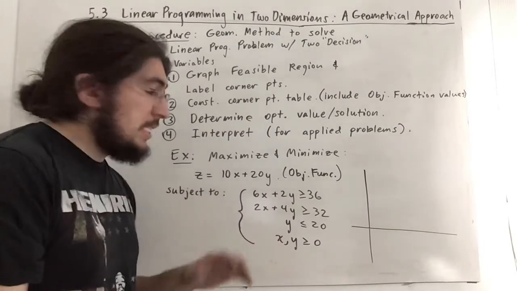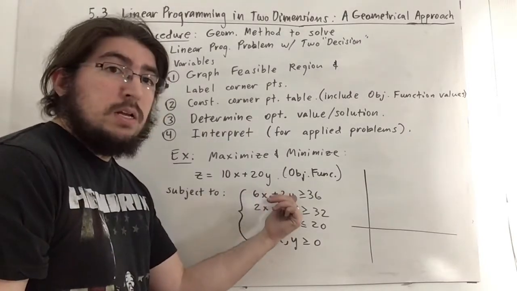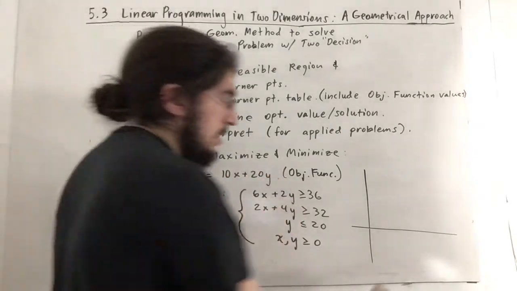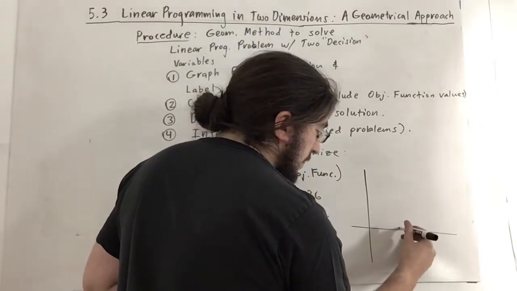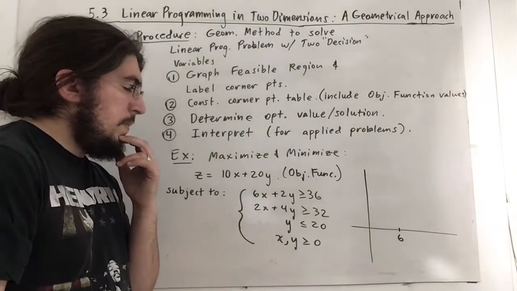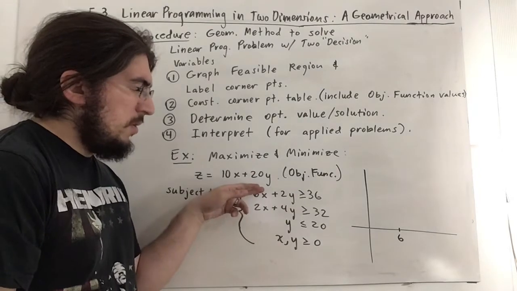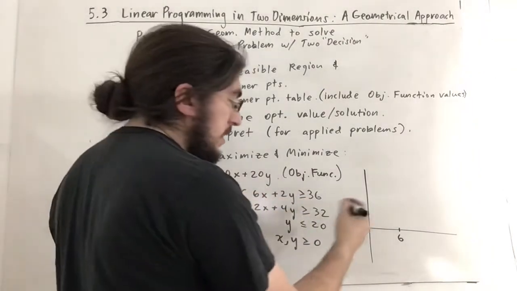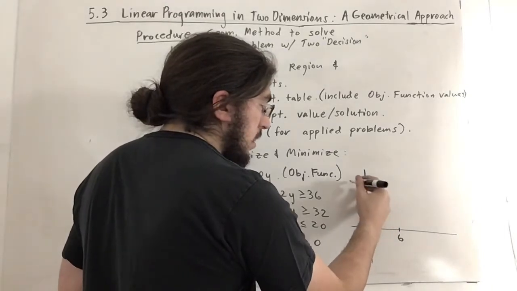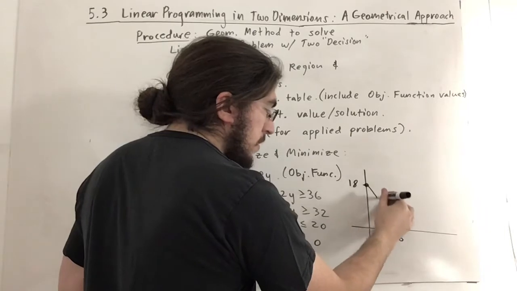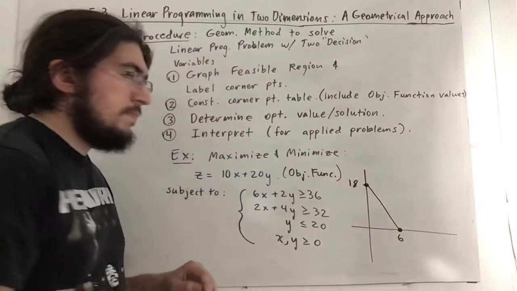So remember, to find the x-intercept, you set y equal to 0. So we'll have 6x is equal to 36. Divide by 6, x is 6. So x is going to be 6. Okay. Y is going to be, when x is 0, divide by 2 to get y is going to be 36 divided by 2, which is 18. So plotting these 2 points and a line straight through them gives us this.